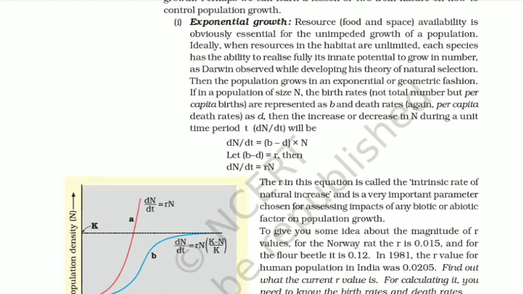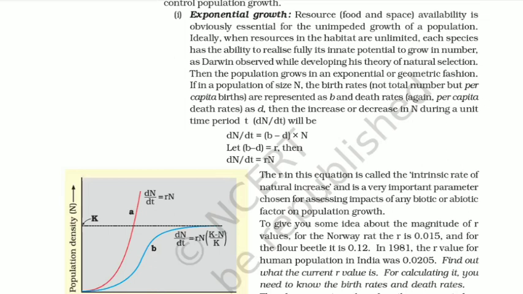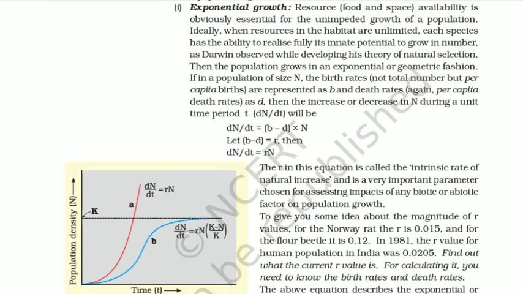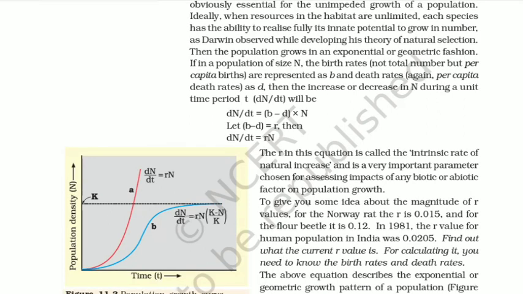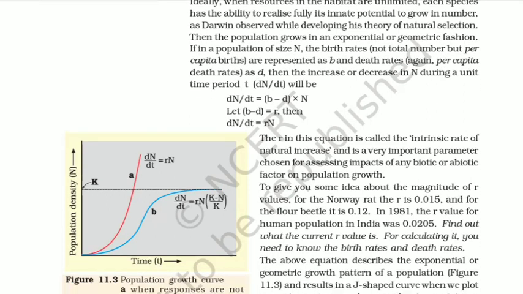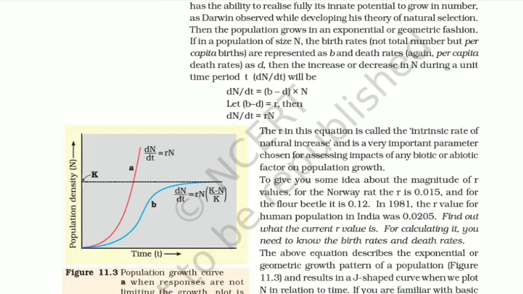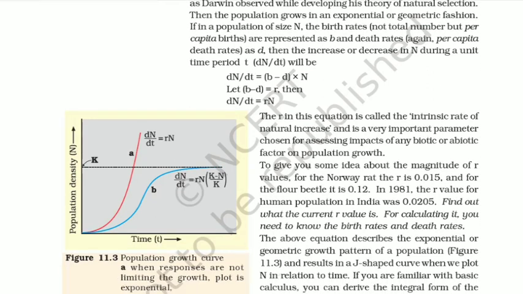Number one, exponential growth. Resource, that is food and space availability, is obviously essential for the unimpeded growth of a population. Ideally, when resources in the habitat are unlimited, each species has the ability to realize fully its innate potential to grow in number, as Darwin observed while developing his theory of natural selection. Then the population grows in an exponential or geometric fashion.